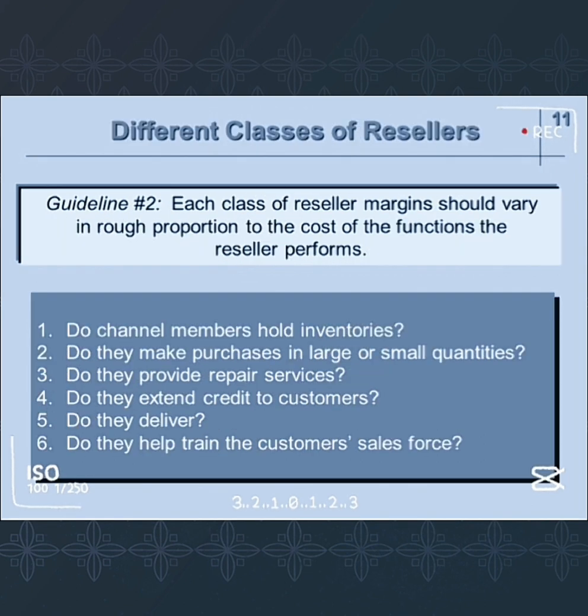Each class of reseller margin should vary in rough proportion to the cost of the functions the reseller performs. Number 1, do channel members hold inventories? Number 2, do they make purchases in large or small quantities? Number 3, do they provide repair services? Number 4, do they extend credit to customers? Number 5, do they deliver? Number 6, do they help train the customer sales force?